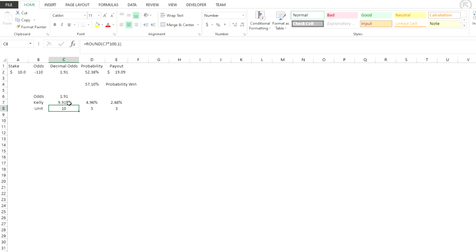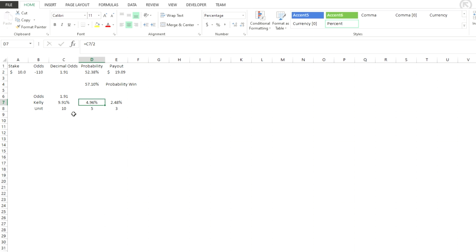The Kelly formula, what's called the full Kelly, is saying that 9.91% of one's bankroll is the optimum wager. Now, for a lot of people, this is way too aggressive, and I tend to agree with that. So there's also the half Kelly and the quarter Kelly, which is you take this 9% of one's bankroll and you divide it in half, or you can divide it in a quarter.